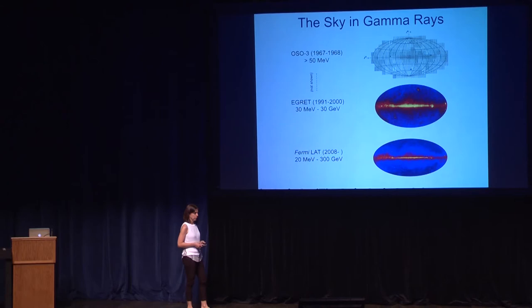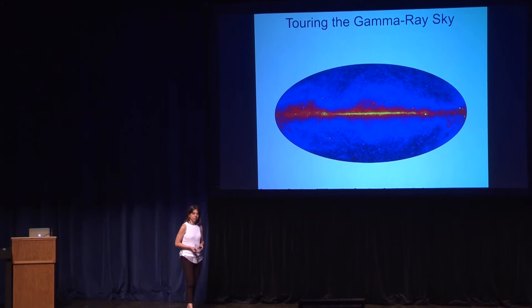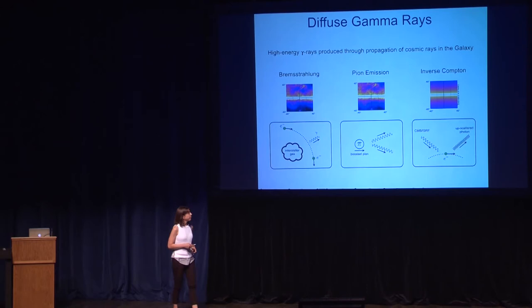So when you look at a map like this from Fermi, what's actually there? What are all of the features? The dominant source of gamma rays here is just coming from diffuse cosmic ray emission. And there's three processes that are dominating that. The first is bremsstrahlung. This is where if you have high energy electrons passing by interstellar gas, you get emission of high energy photons. You can have photons from boosted pion decay. You can also have upscattering of photons from CMB or interstellar radiation field photons.